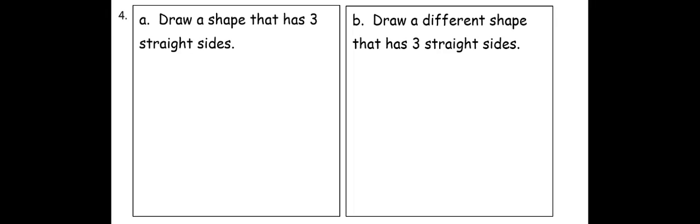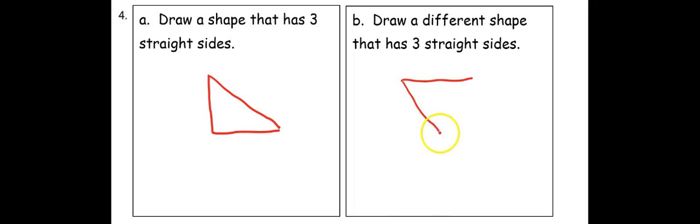In section 4, it says to draw a shape that has 3 straight sides. I'm going to do this without a ruler, so I'm going to make them as straight as I can. So basically I'm drawing a triangle. And then in the second section, draw a different shape that has 3 straight sides. I'm going to draw another triangle, but I want it to look different than the first one. So let me draw it this way. And there are my 2 triangles or shapes that have 3 sides.